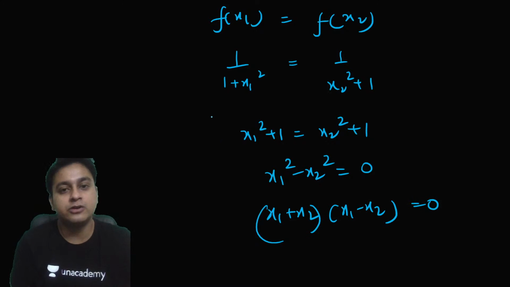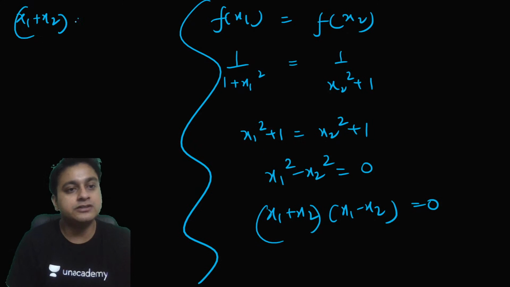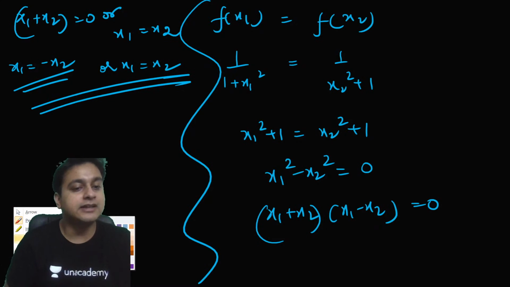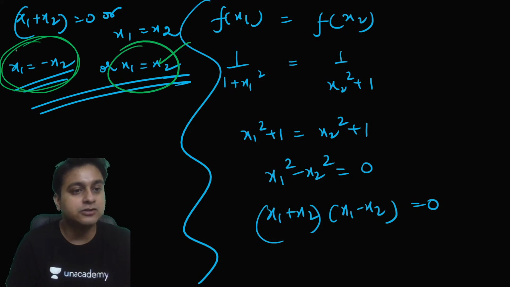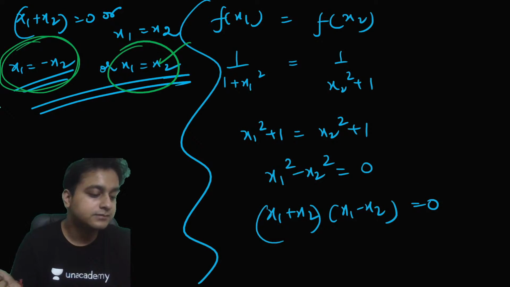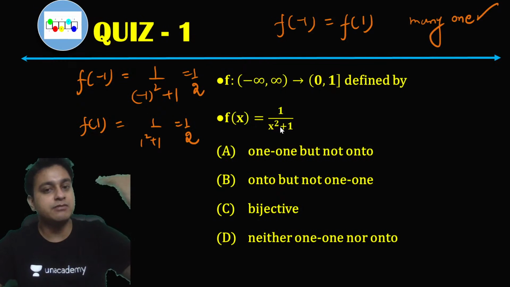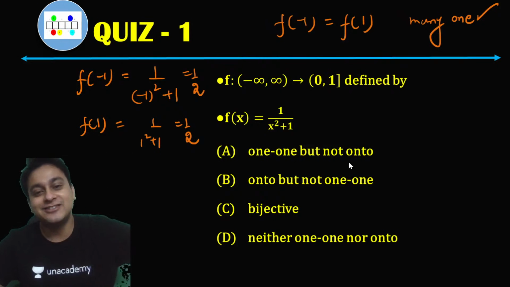This is mathematically how you will do it. Logically, everyone would have understood, or not? So we get either x1 plus x2 is 0, or x1 equals x2. So we got x1 equals minus x2, or x1 equals x2. We only wanted this answer. If only this answer had come, we would have said it is one-one. But this extra answer is also coming, so we'll say it's many-one. Clear, everyone? And it's very clear that if you put x as minus 2, that will give the same output as f of 2. So that is many-one for sure.